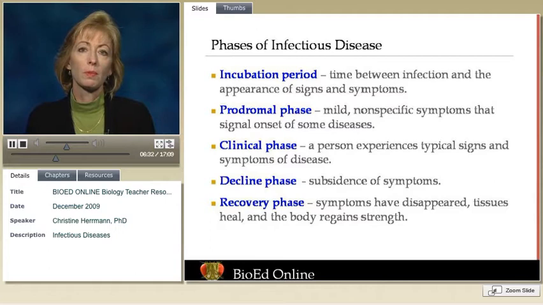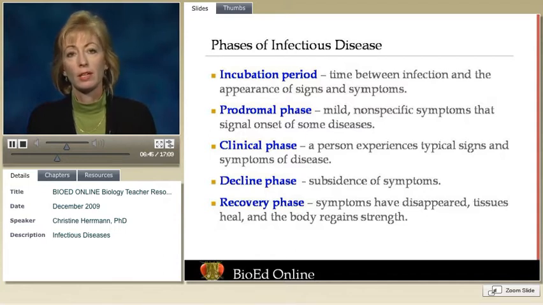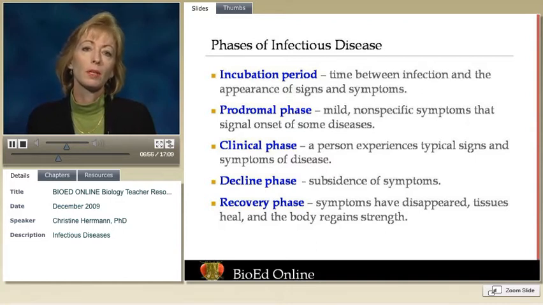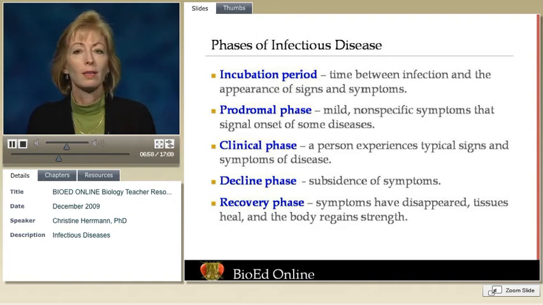This is when the symptoms are most intense and the body's immune system is actively working to destroy invading pathogen. Once the number of infectious agents begins to drop and the symptoms have begun to subside, the patient has entered the decline phase, in which the body's activities gradually return to normal. The last phase of an infectious disease is the recovery phase. At this point, symptoms have disappeared, tissues are healing, and the body is regaining strength.